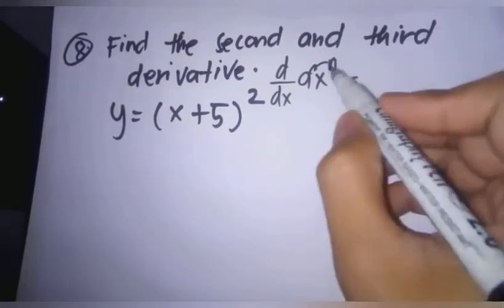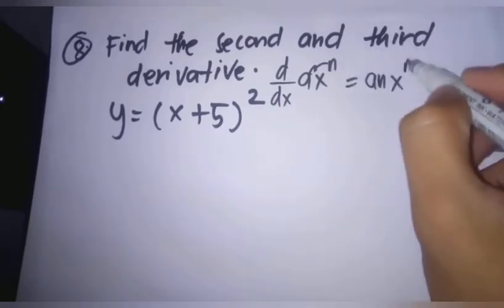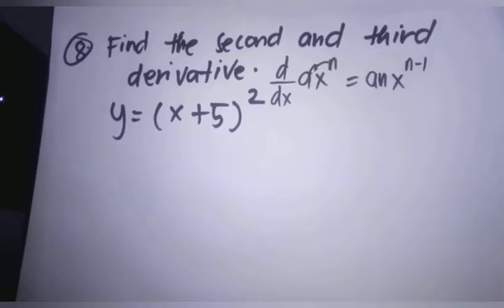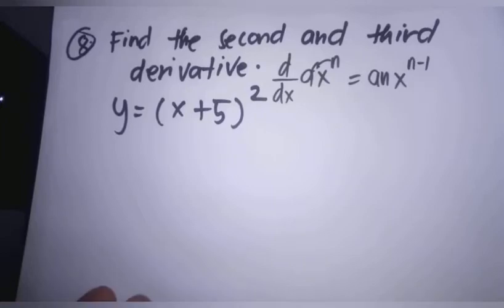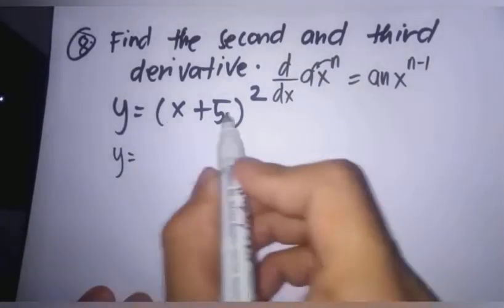Ang mangyayari ganito, a times x raised to n, kokopyahin mo ngayon si n, babawasan ng isa. So, ayan yung ating first guidelines. Ngayon, kukunin natin ang second and third derivatives niya. So, syempre, bago mo makuha ang kanyang third derivatives, we need to expand muna natin to.